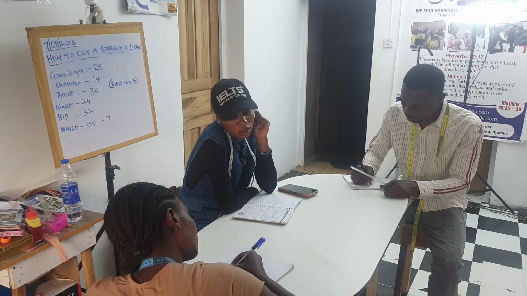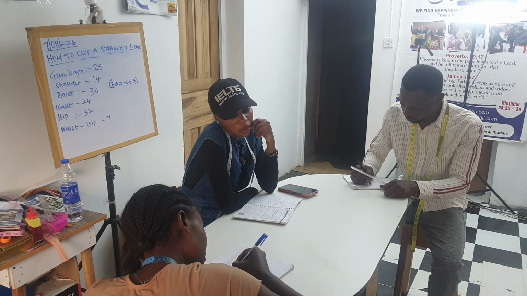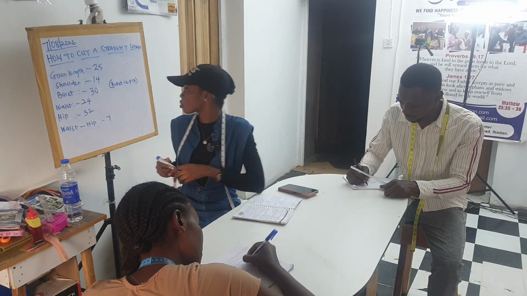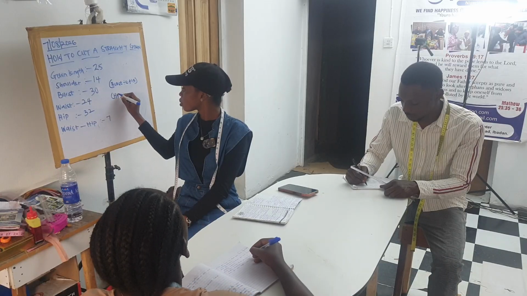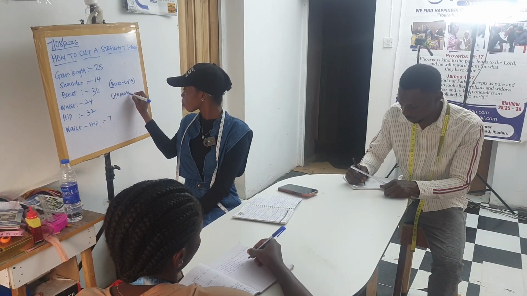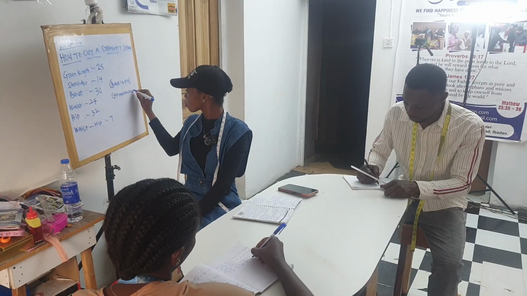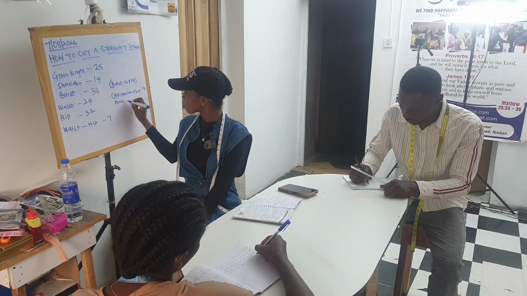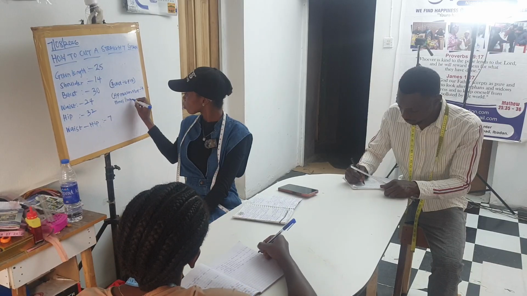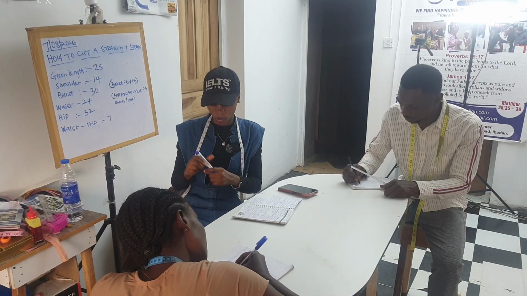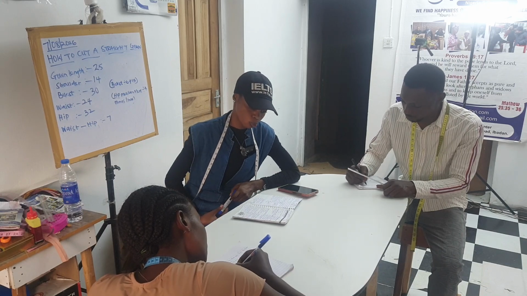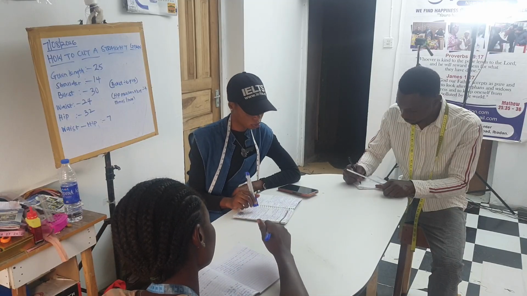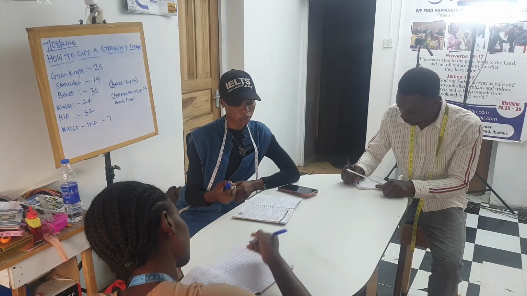Then on your gown length, write your hip measurement in brackets. The next one, connect your dots.